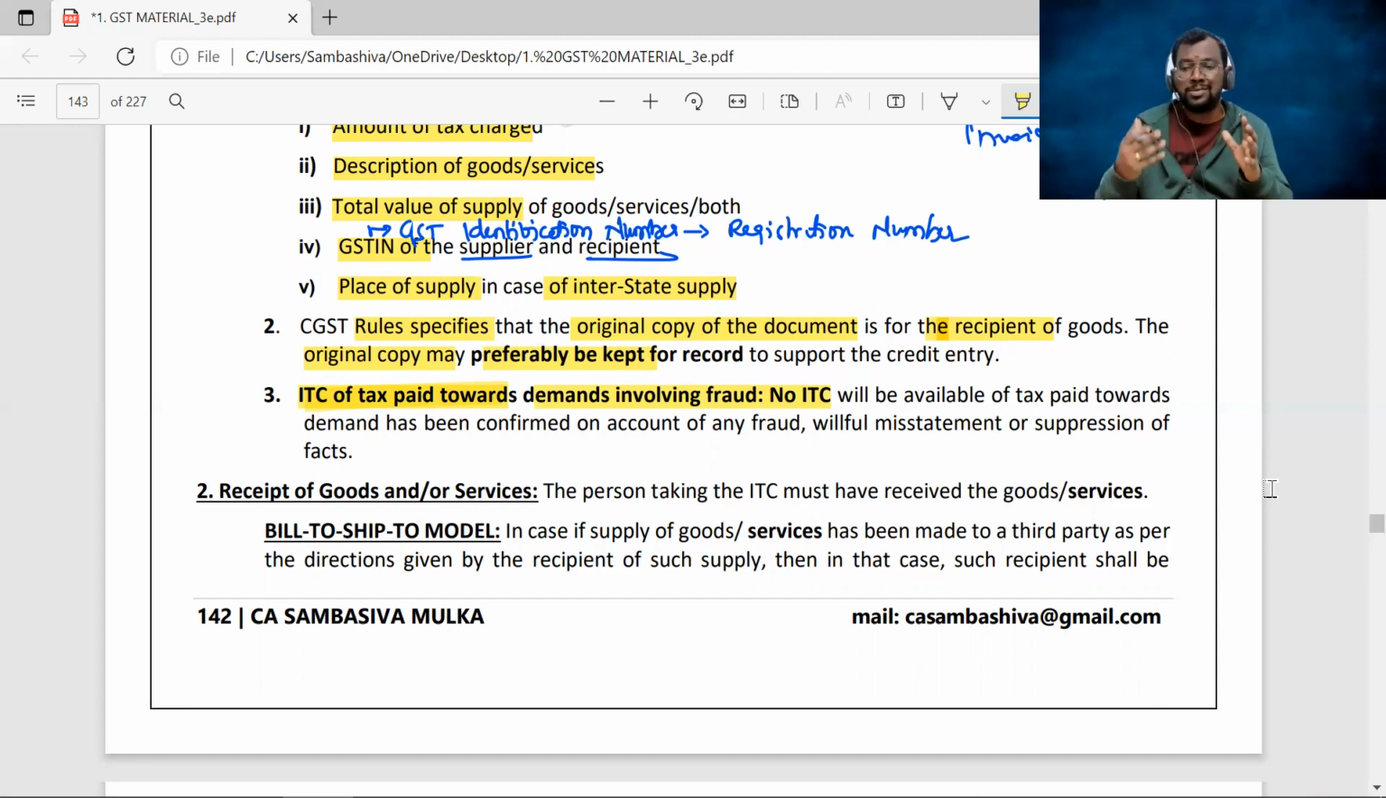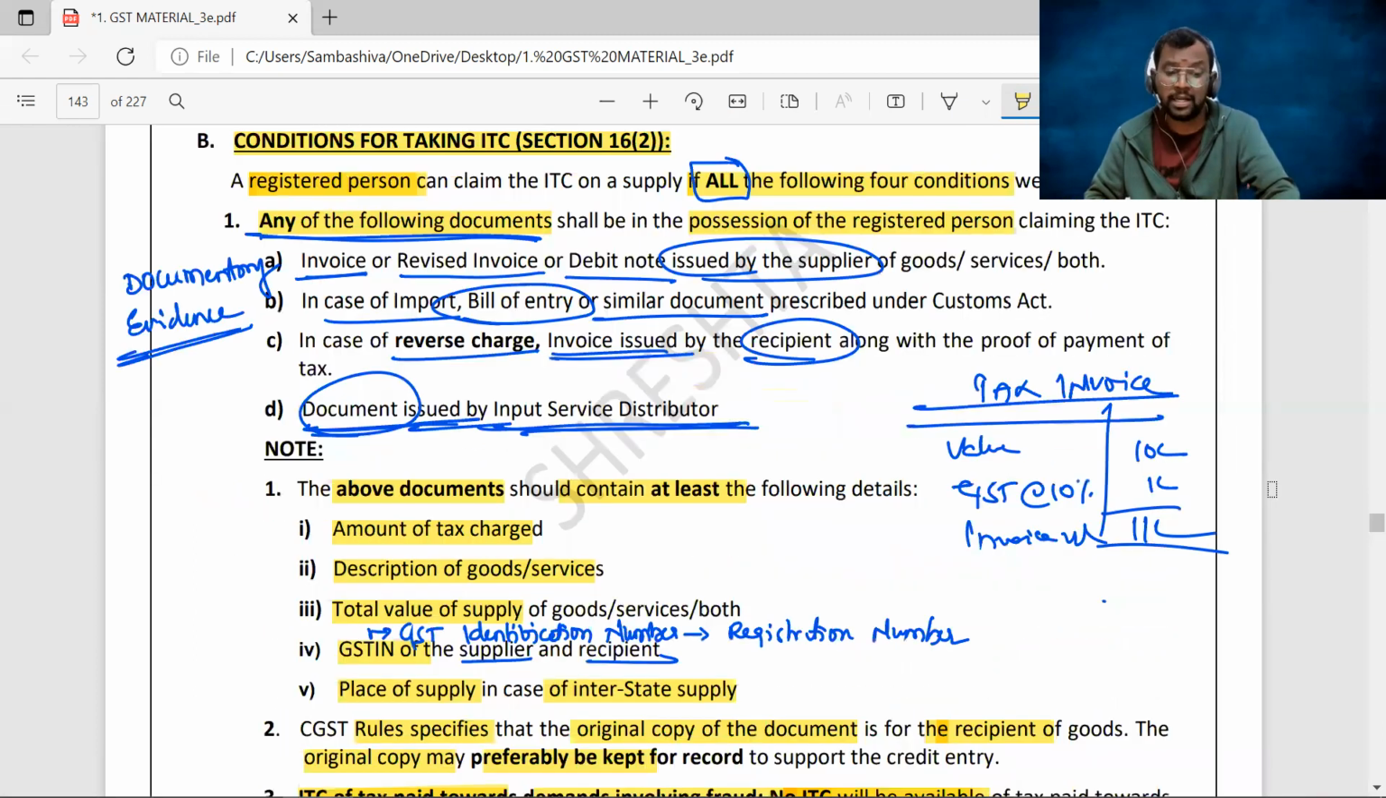See, if you paid the input taxes genuinely, honestly, without indulging yourself in fraudulent transactions, such input taxes you can claim as credit. But here you have paid the input taxes in a fraudulent manner, as a reply to a demand notice. So such input taxes are not allowed as credit. Clear? So you can see here, no input tax credit will be available of tax paid towards a demand that has been confirmed on account of any fraud, willful misstatement, or suppression of facts. Right, sir? So this is condition number 1. What is condition number 1?